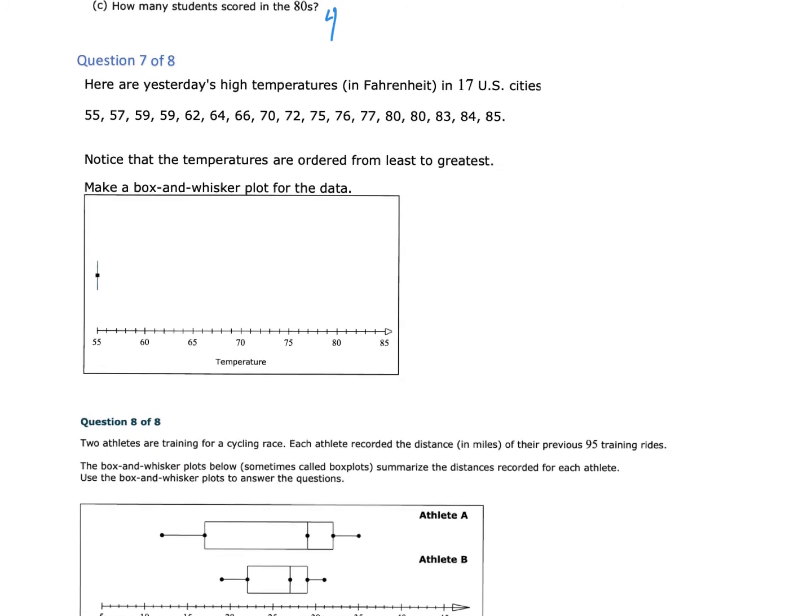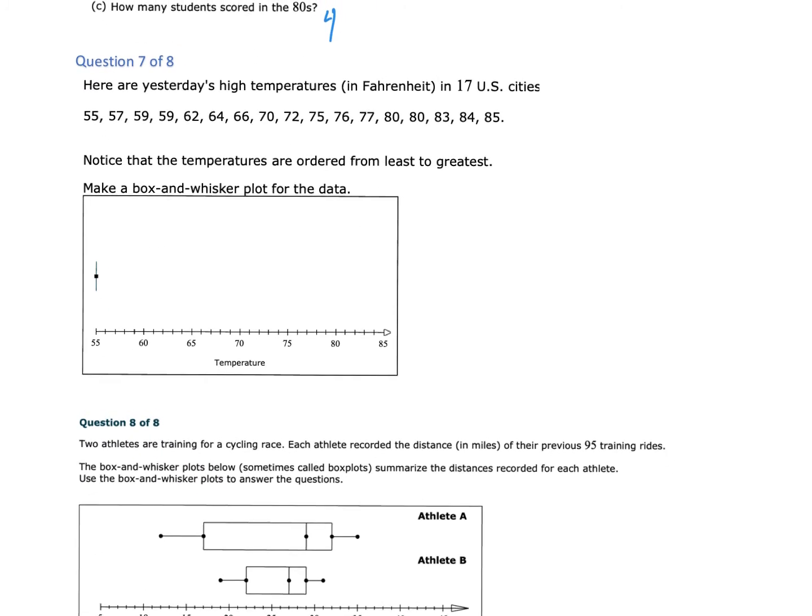All right, now box and whiskers. I like these things. All right, so we're going to find yesterday's high temperature in Fahrenheit in 17 U.S. cities. So the highest was an 85. That's going to be my top. The lowest is a 55. It's going to be my bottom. So those are my whiskers.